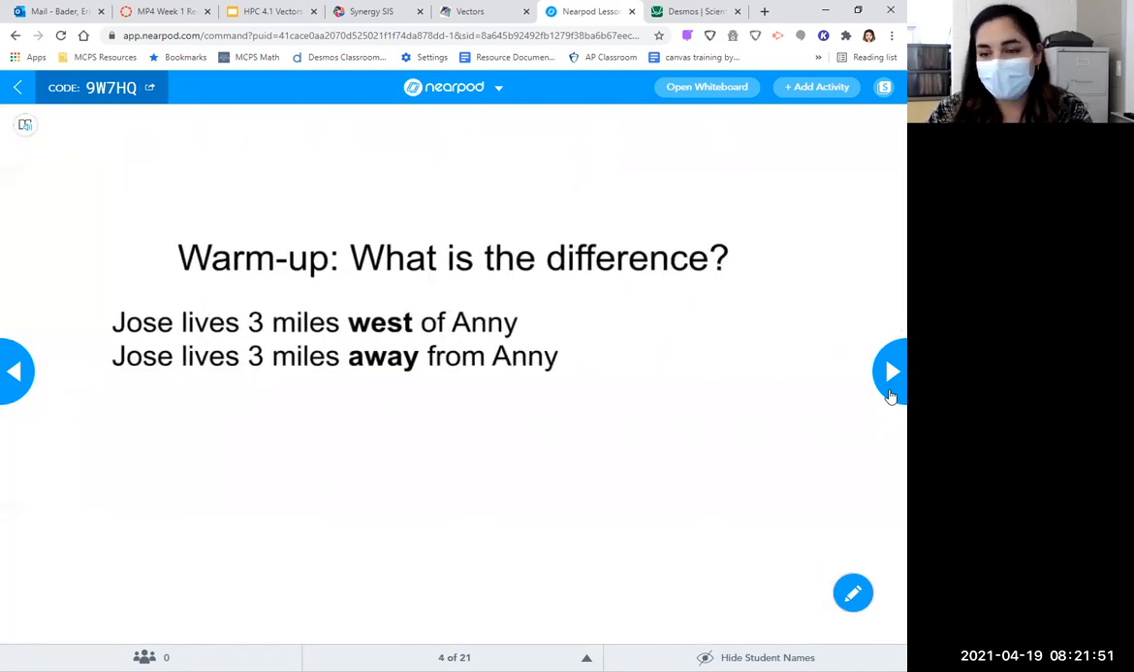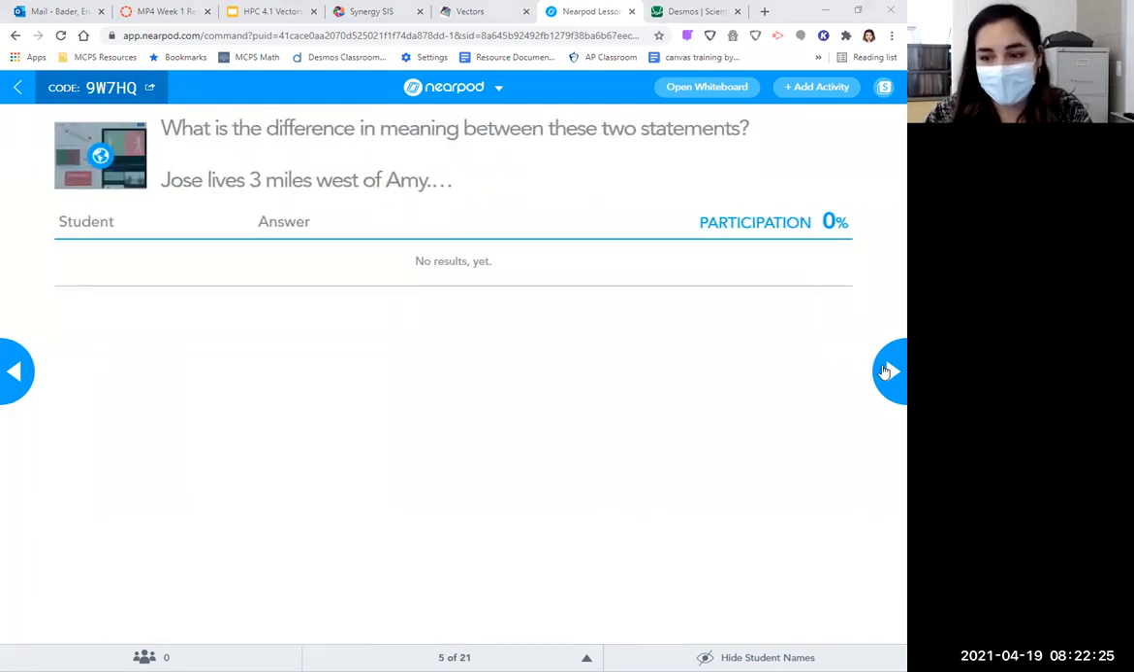All right, so for your warm-up, what is the difference between these two statements? Jose lives 3 miles west of Annie. Jose lives 3 miles away from Annie. Just take a moment to think about that. All right, so the difference is west provides a specific direction, whereas away is just a distance. If you live 3 miles west of somebody, you know exactly where to go to find them. 3 miles away could be anywhere in a 3-mile radius, but west, there's only one place you can go. And that's what we get to when we're talking about vectors.